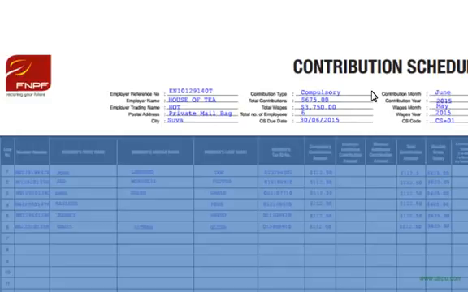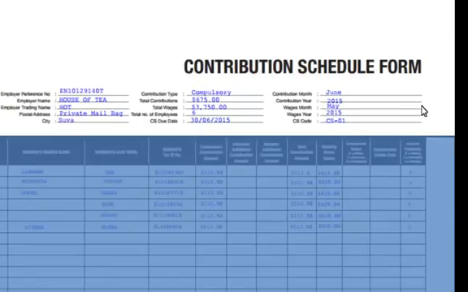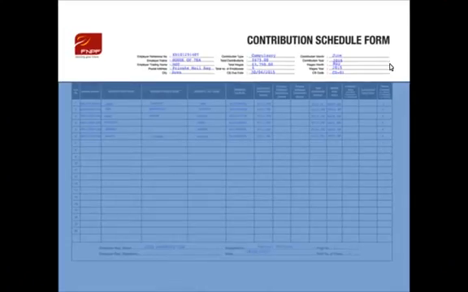The due date is the last calendar date of the contribution month. The wages month is the month the wages are paid, and the contribution month is the following month. For example, if the wages are paid in May, then the contribution month will be June. With that sorted, let's move on to the bottom part of the form.